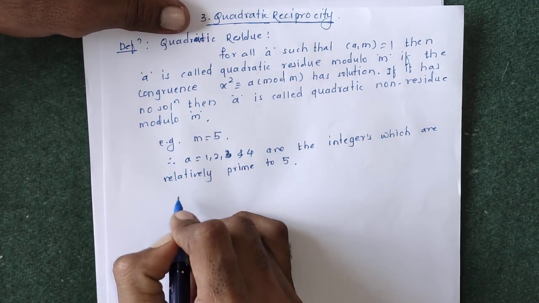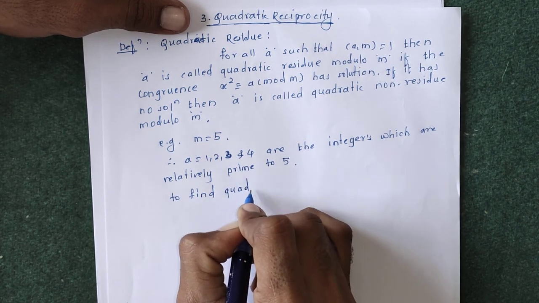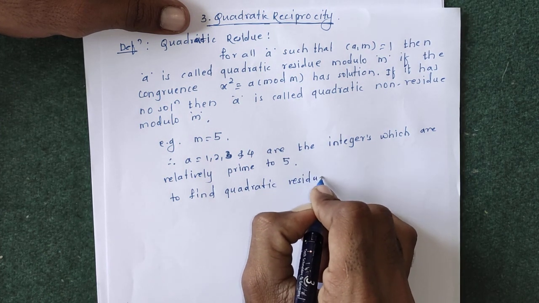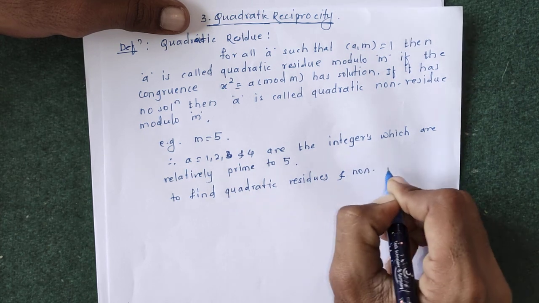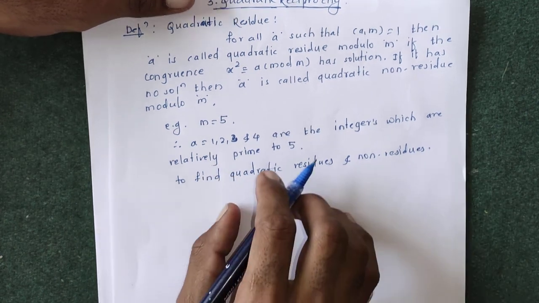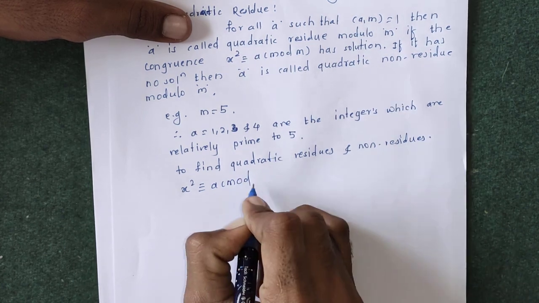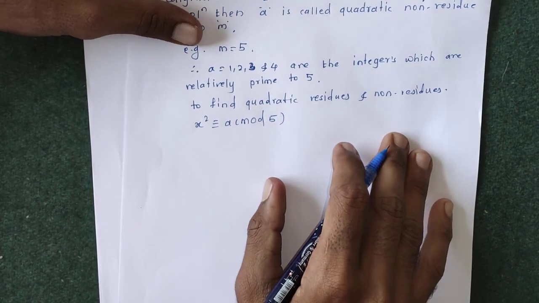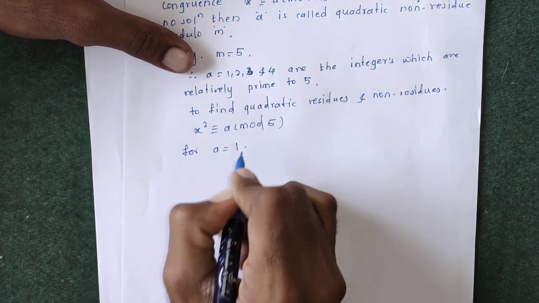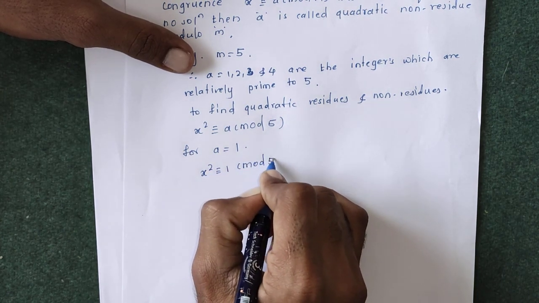So to find quadratic residues and quadratic non-residues, we have to check the solution of the congruence x square is congruent to a mod m. Here m is equal to 5, so for a is equal to 1, x square is congruent to 1 mod 5. Now we are going to find the solution.